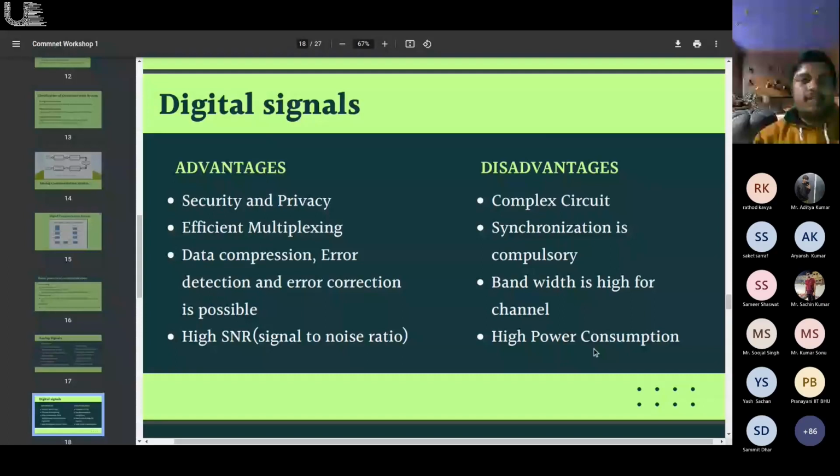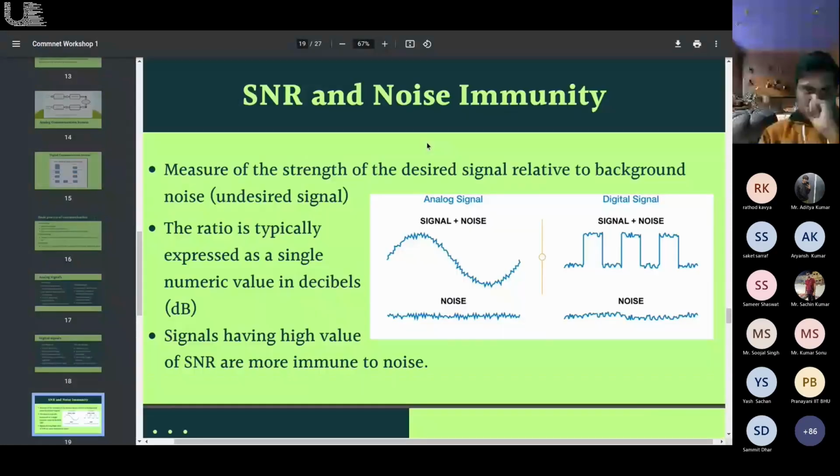SNR and noise immunity. So what is SNR? It is a measure of the strength of the desired signal relative to background noise. Okay, do you know what the desired signal and background noise are? Just say yes or no, or tell me if you're not understanding.